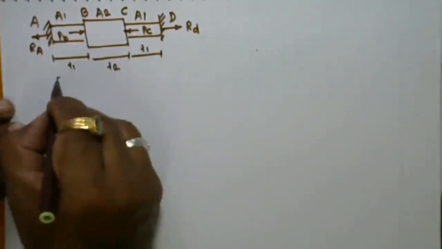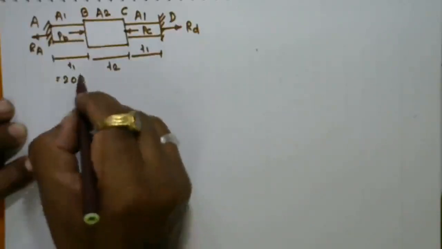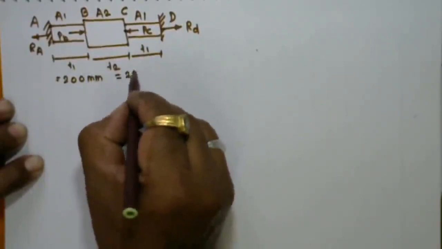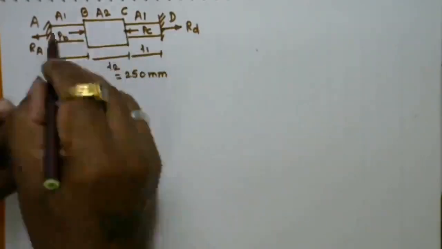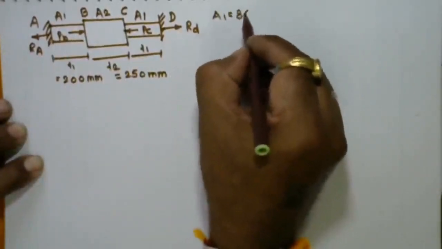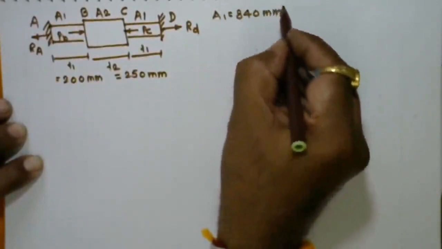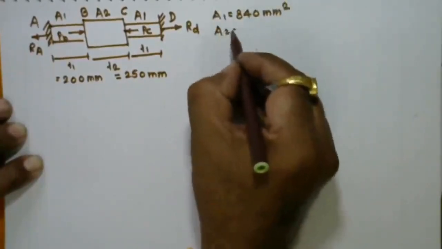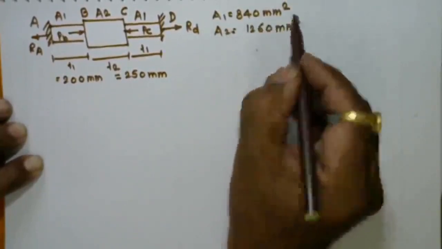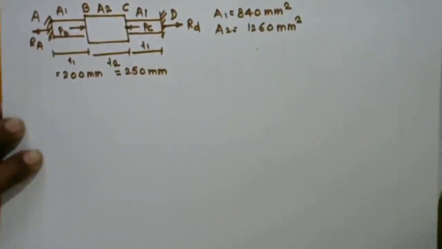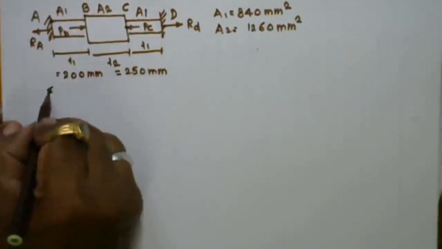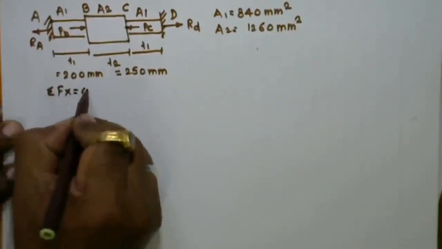So L1 is equal to 200 mm, L2 is given as 250 mm, A1 is equal to 840 mm square, and A2 is equal to 1260 mm square. Before solving that, we will put the equilibrium equation, that is summation Fx is equal to 0.